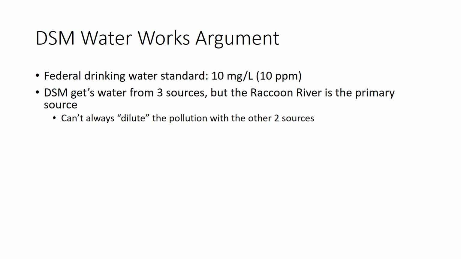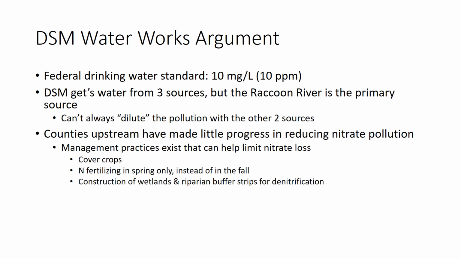And when they can, they try to dilute the Raccoon River water with the other two sources to bring the concentration of nitrate in the water down to 10 parts per million. But when they can't, they have to send it through the resin machine, or the resin exchange system, and that costs $1 million a day to operate.